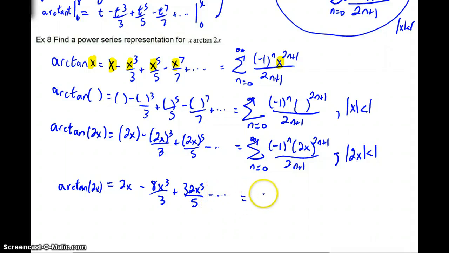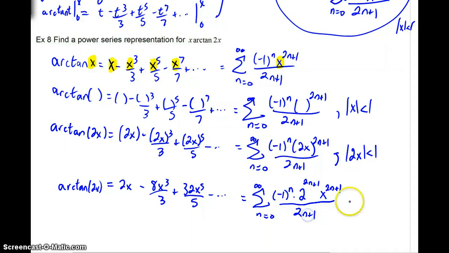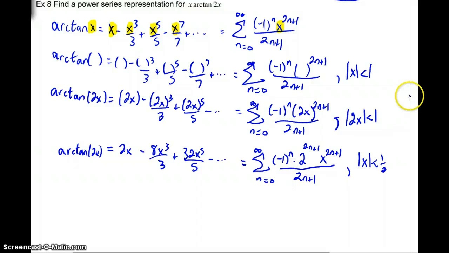Continuing on into sigma, we know that we do in fact have an alternating series, of course. We still have this negative 1 to the n, but this will become 2 to the 2n plus 1 x to the 2n plus 1, over 2n plus 1. Again, these are odd numbers, 2n plus 1. And this is going to be, if we divide both sides by 2, the absolute value of x less than a half. Well, that's not quite what we'd like.